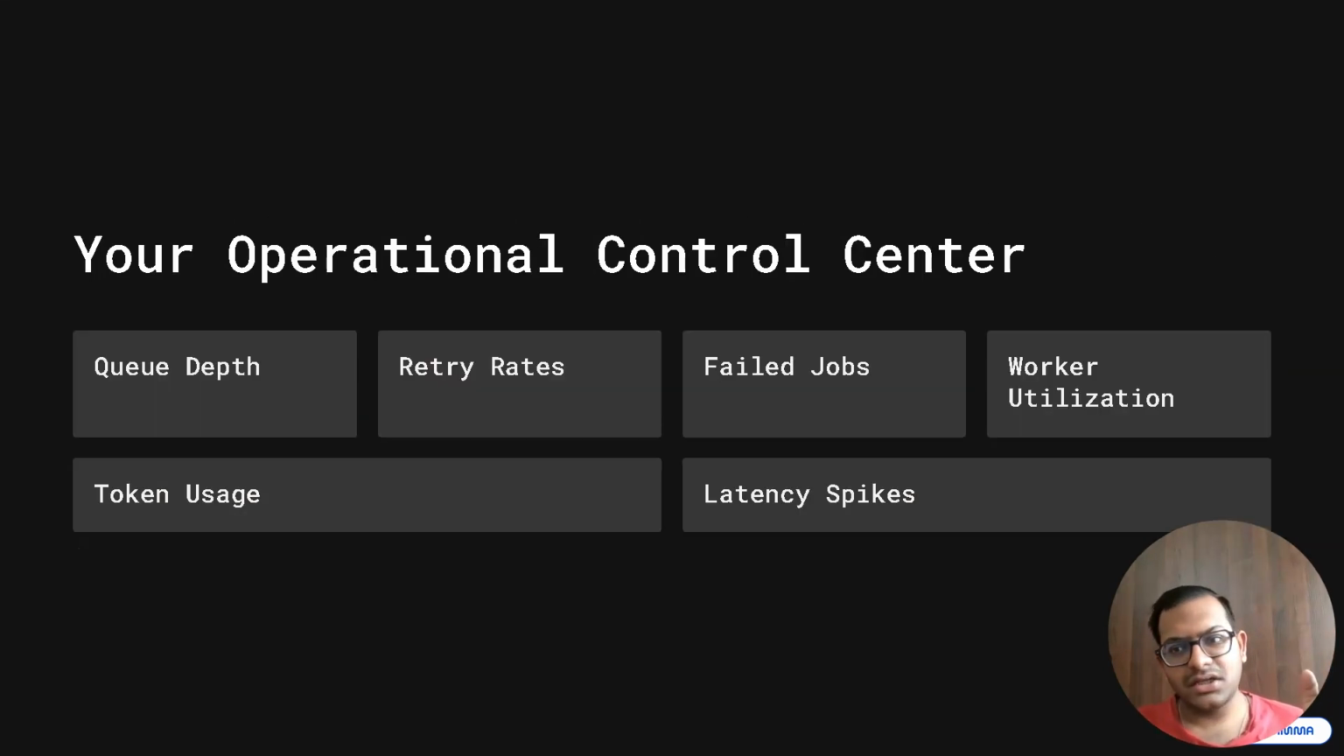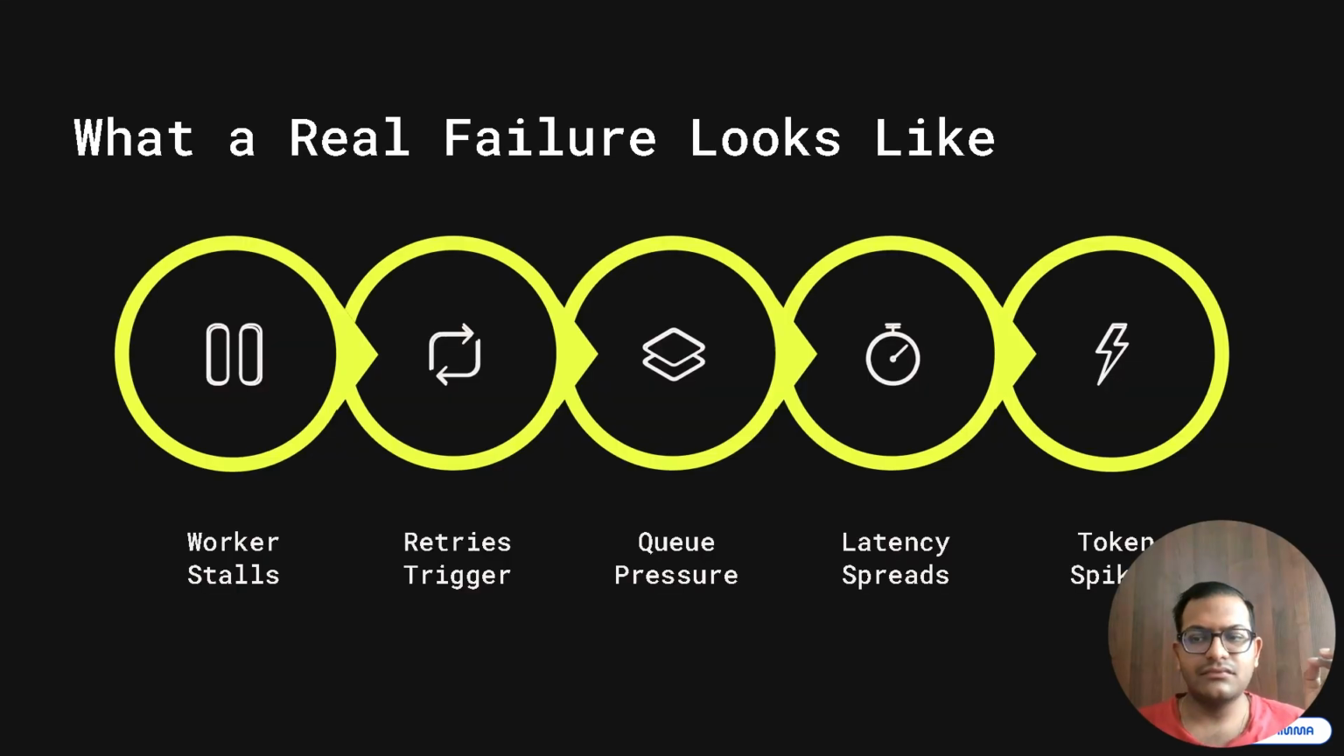This is your operational control center. A real AI system dashboard must track queue depth, retry rates, failed jobs, and worker utilization, along with token usage and latency spikes. The goal is simple: detect pressure before users notice.